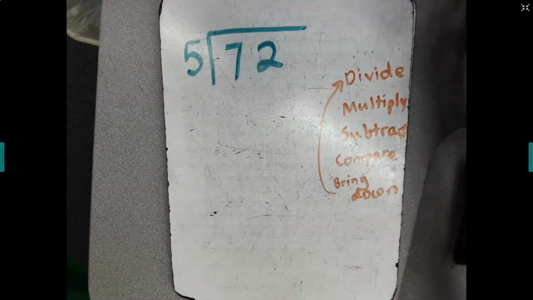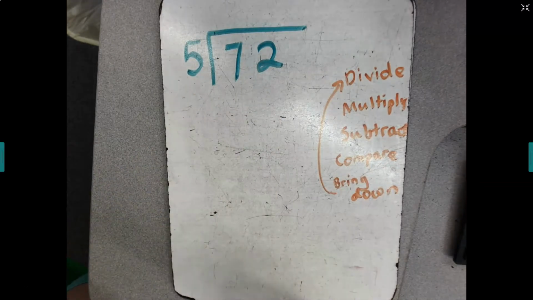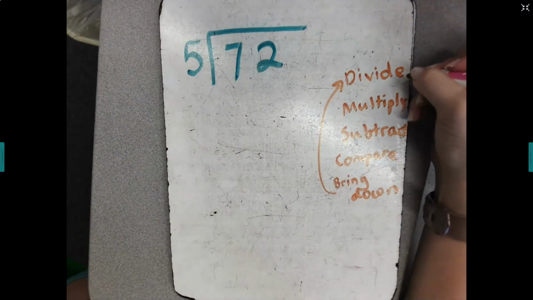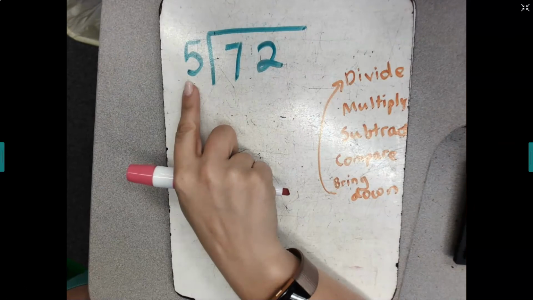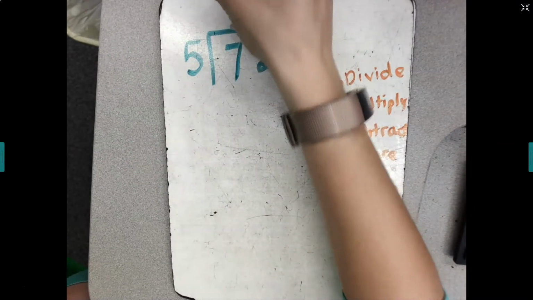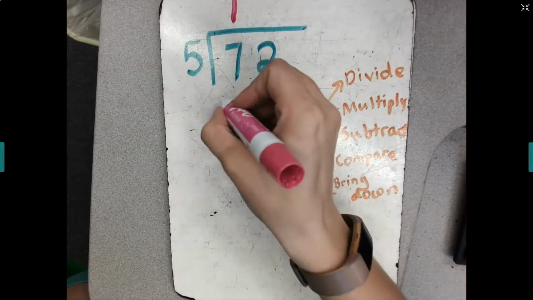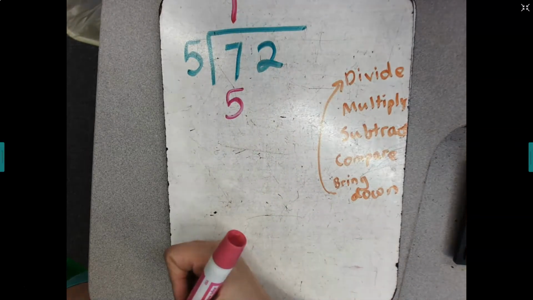All right, let's try another example. This time I'm doing 72 divided by 5. I'm going to start with my first step, which is divide. I see how many groups of 5 can I make from 7? That's just one group. 1 times 5, my multiply step, is 5.